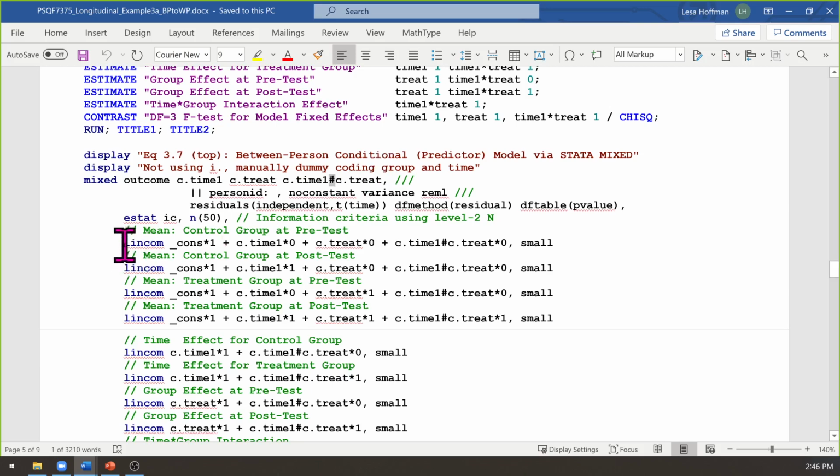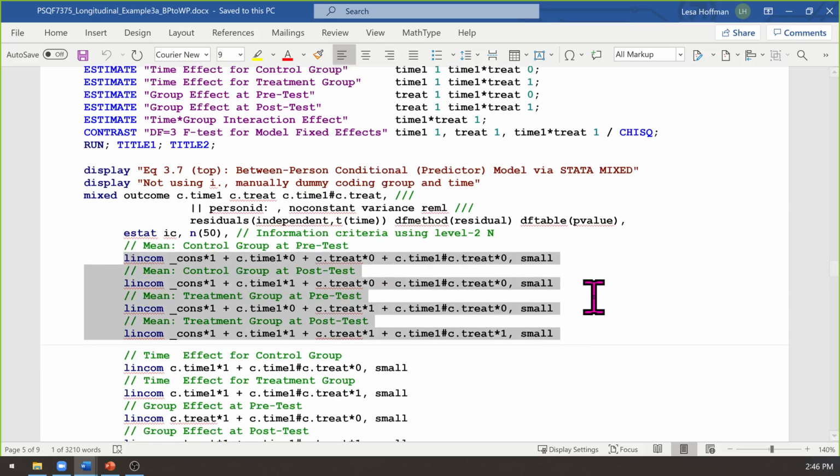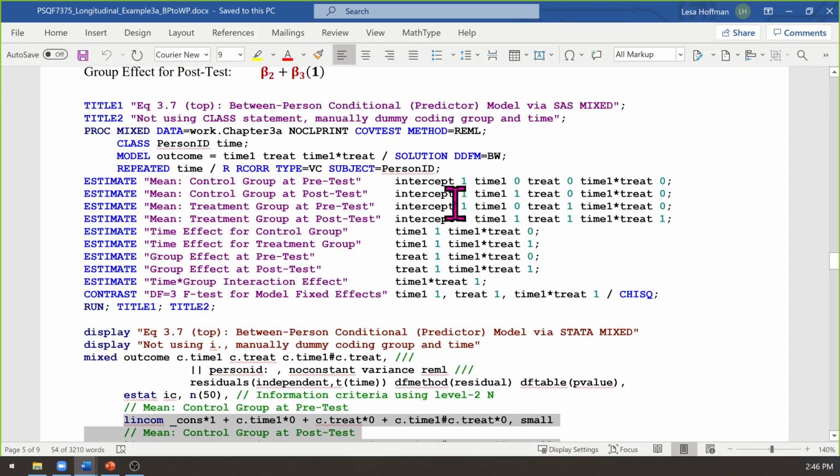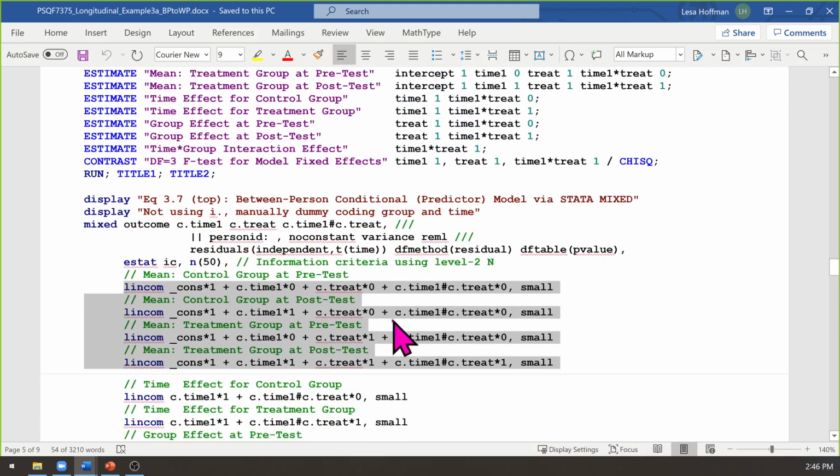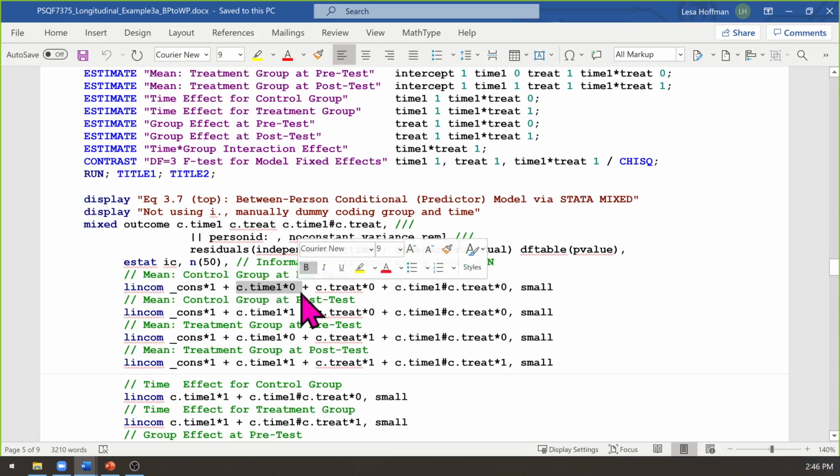And then the lincom statements here do the exact same thing as the estimates, but they show more explicitly what is actually happening. So for instance, C1 time times 0. C1 time is the beta. The multiplier in parentheses is the value that you want it for. And so then we add everything together with the pluses.